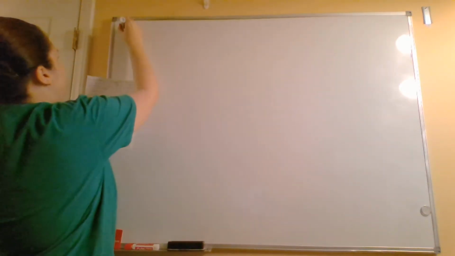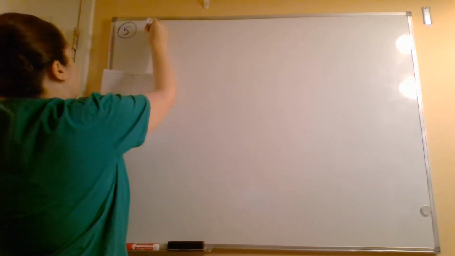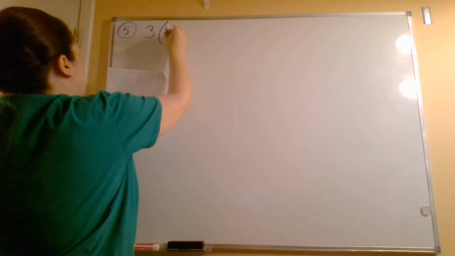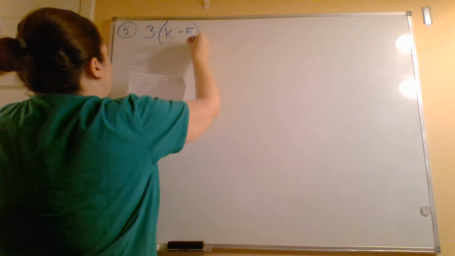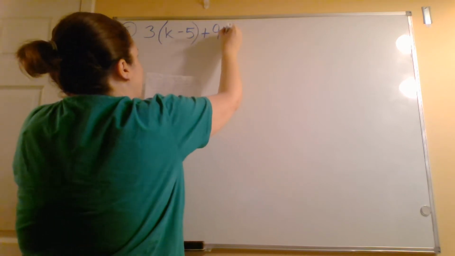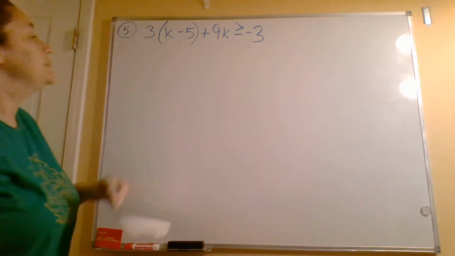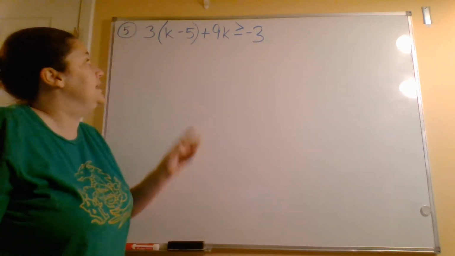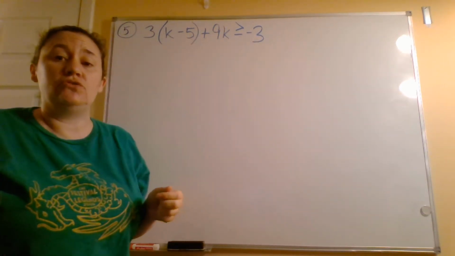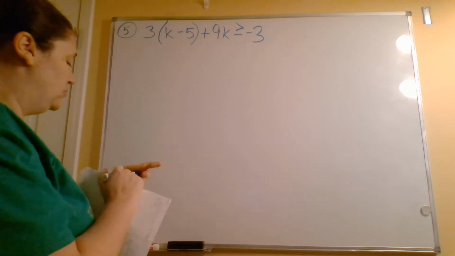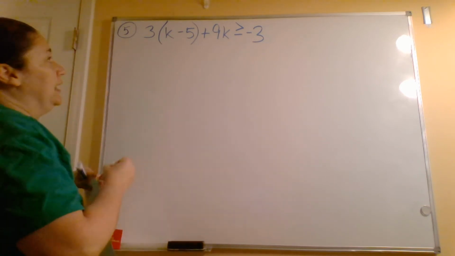Number 5 says 3 parentheses k minus 5 plus 9k is greater than or equal to negative 3. Before I can solve this for k, I have to do two things. I'm going to have to distribute, and then I'm going to have to combine like terms.